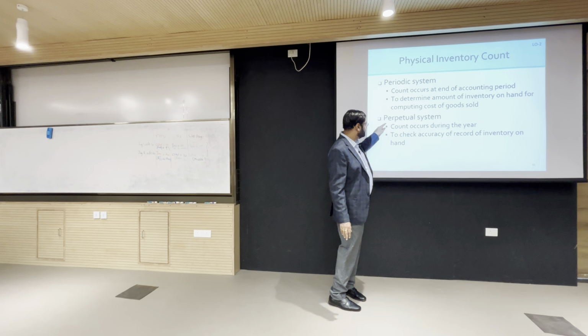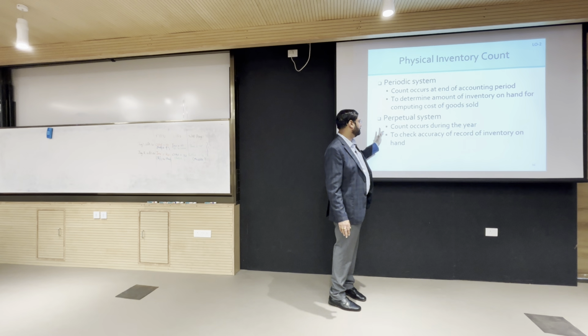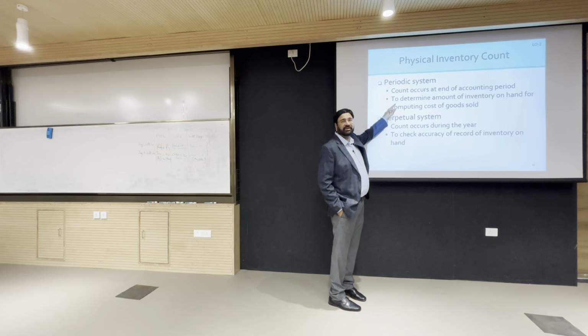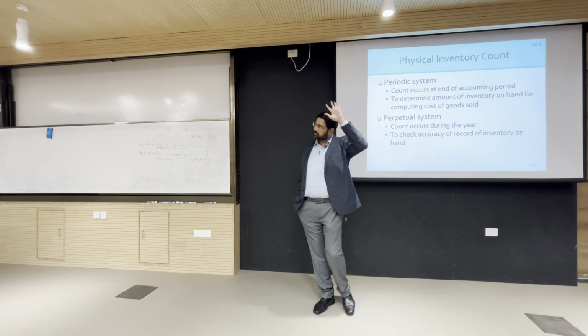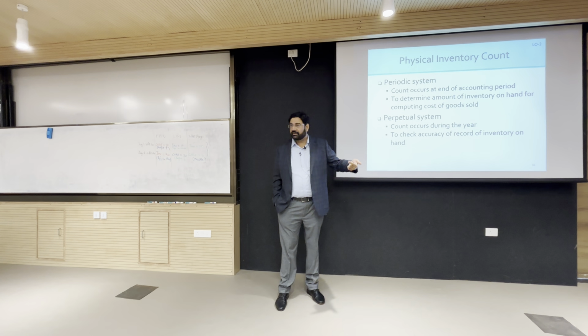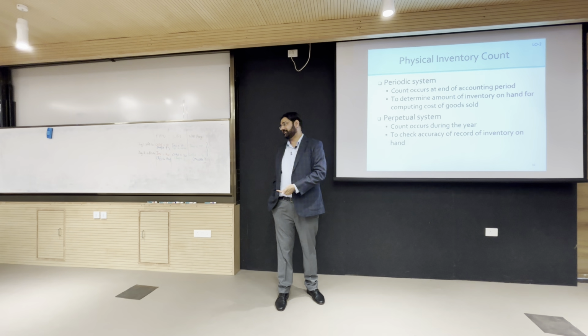So here you are checking accuracy of record on a regular basis. There you are doing everything at the end of the accounting period. So if the accounting period is 1 year, you will only know at the last year end. But here you know every time. This is my inventory, this is my cost of goods sold, and it will help in your pricing decision.